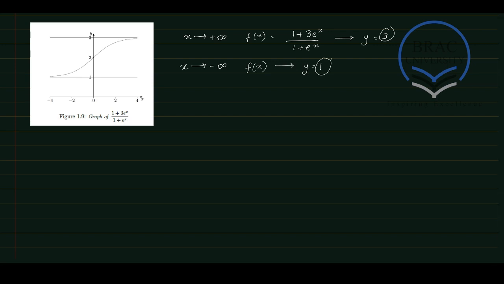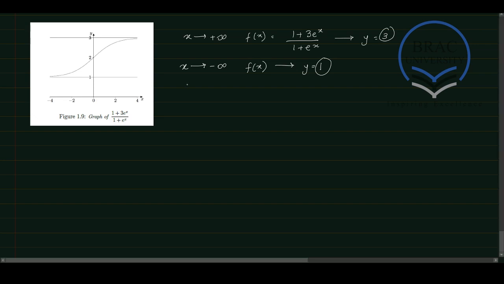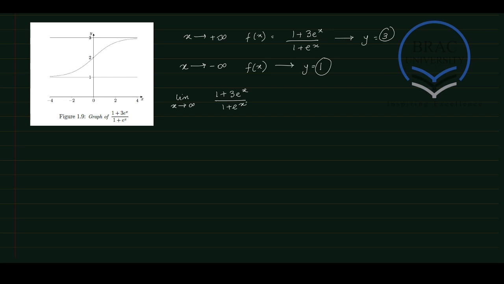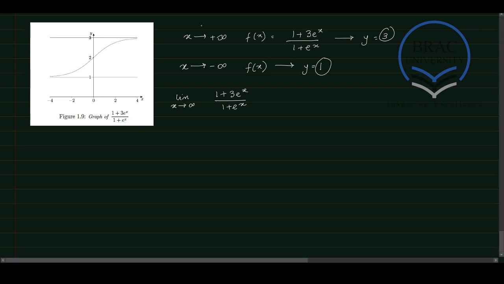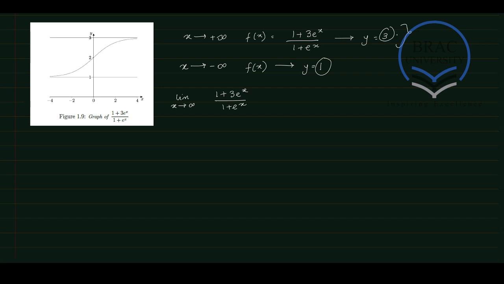Now we're going to use algebraic manipulation to see how this limit actually works. For example, if we are considering both limits, first the limit as x tends to positive infinity of the function 1 plus 3 e to the power of x divided by 1 plus e to the power of x. As you can see, I've already given the answer we're supposed to expect: the limiting value should approach 3. Now we're going to see how this limit can be solved.